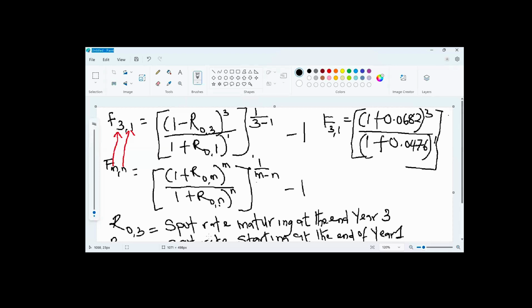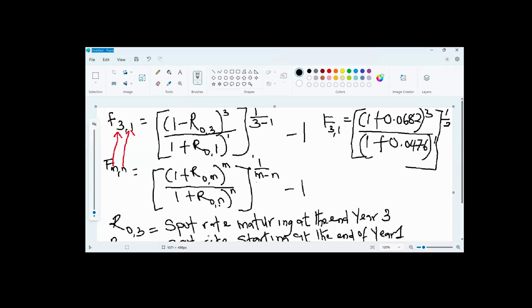Is equal to (1 plus ...) raised to power 1 divided by, look at it, 3 minus 1. That will give us 2. When you get your answer, minus 1. When you are done with this, minus 1. Now, please apply your calculator for this.